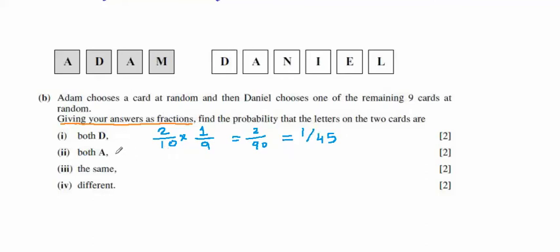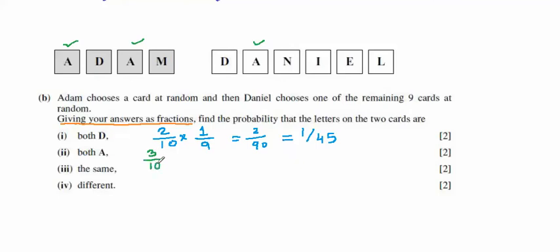Now part 2 of B. Find the probability that the letters on the 2 cards are both A. This is also similar to the previous part. So here, both A means, how many A's are there? 1, 2 and 3 A's are there. So it means when Adam will select, there will be 3 cards with letter A on it.